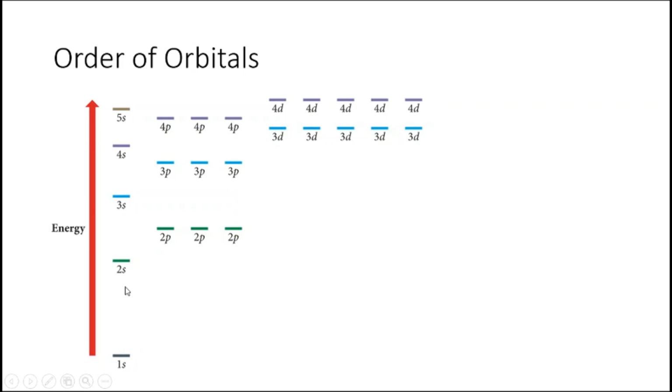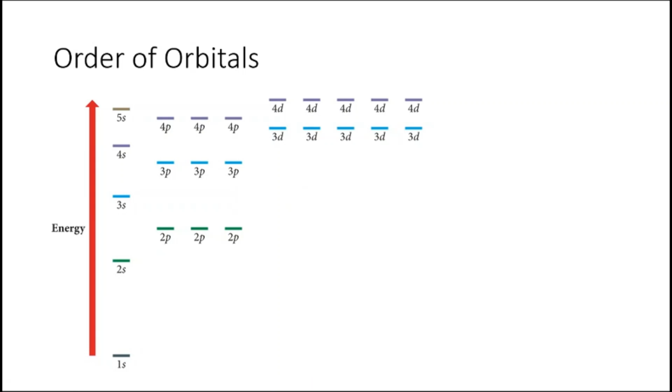For anything up above that that has a 2 in front of it, this whole grouping right here belongs in your n equals 2. As we go up another energy level, everything that has a 3 in front of it, this 3s, these 3p's, and these 3d's here all belong in the n equals 3 energy level. And so we go through and start filling these things in.